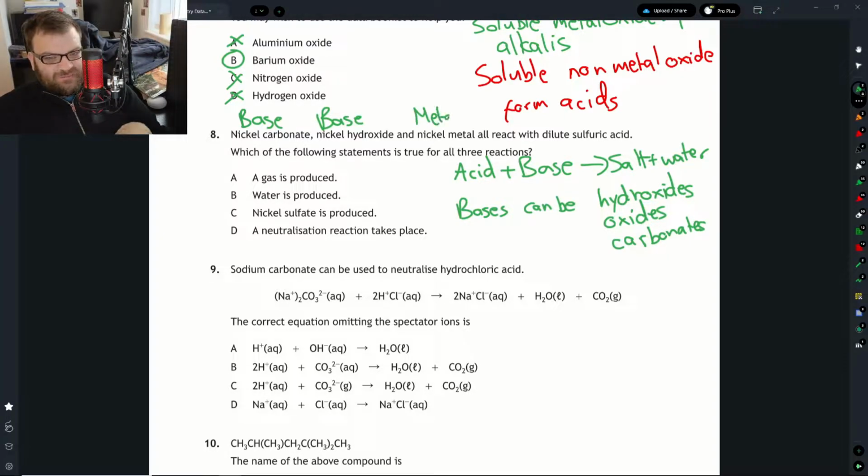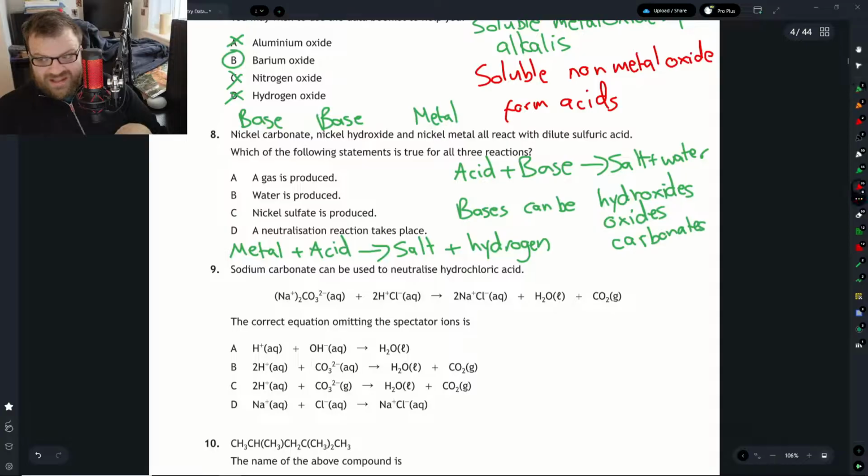And we've just got a metal for the nickel one at the end. What happens with that is, if we have a metal plus acid, we would still make the salt, but we're going to make hydrogen instead of water. If the question wanted carbonates, carbon dioxide would also be produced, but that won't matter too much, I don't think, or maybe it will. Let's have a look.